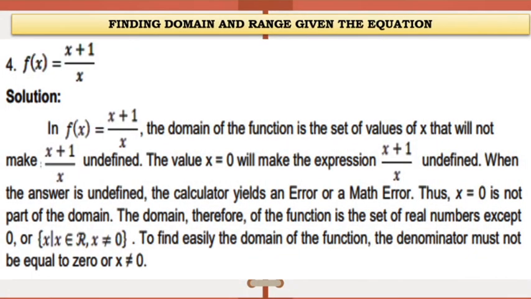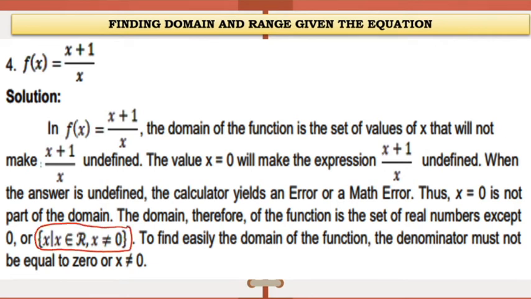Okay, next is ito na: yung x plus 1 over x. Ito na yung sinasabi ko sa inyo na magiging 0. Pag naging 0 yung ilalim, undefined, so hindi pwede. Dahil x lang naman ang nasa ilalim, 0 lang yung hindi pwedeng ilagay. Kapag sinulat mo siya, ito.